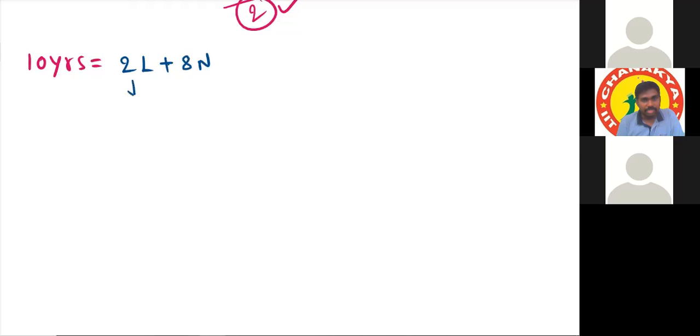2 leap years consist of 4 plus 4, 8. 8 normal years, 8 odd days. Together that is 12 days. The answer is 5. Yes, correct. 4 plus 8 is 12.